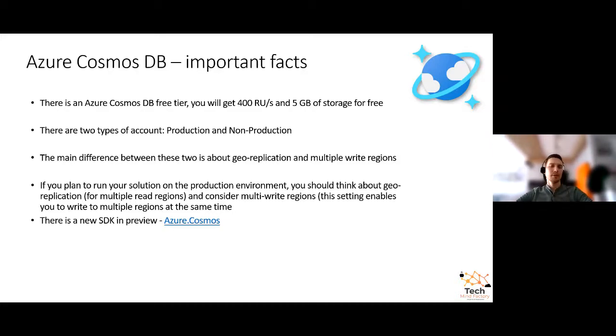And now there is also an important question about production apps. If you plan to run your solution in the production environment, you should definitely think about geo-replication and in general about multiple read and write regions. This is connected with high availability and disaster recovery, because when we think about our applications, it's not only about the development side. Of course we need an SDK, we have to integrate with the service inside our solution, etc. But we also have to think about what will happen when one region, for instance, is not available.